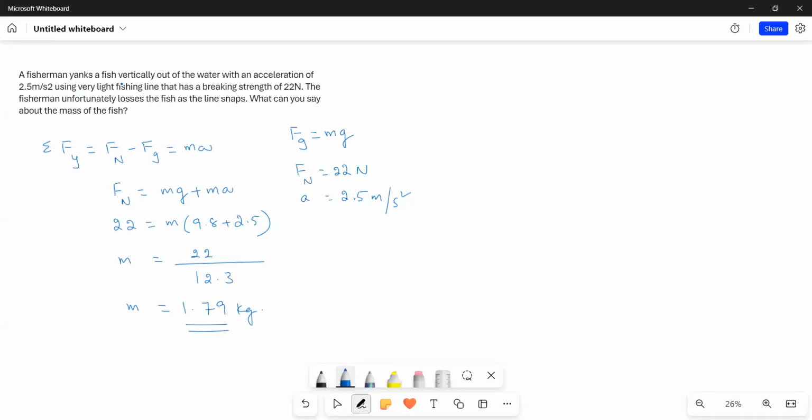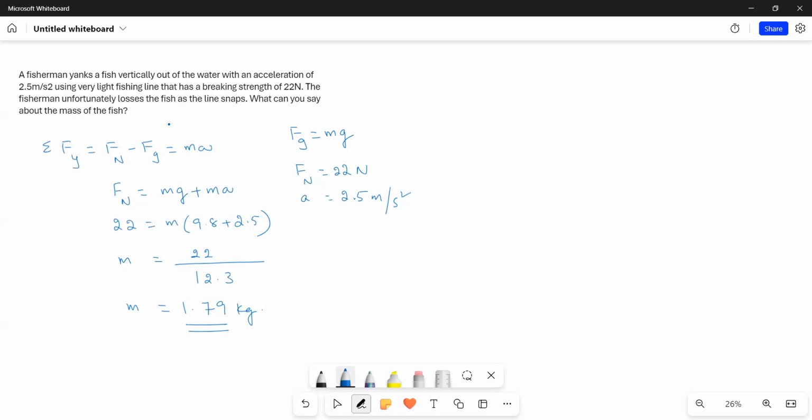A fisherman yanks a fish vertically out of the water with an acceleration of 2.5 meters per second squared using very light fishing line that has a breaking strength of 22 newtons. The fisherman unfortunately loses the fish as the line snaps. What can you say about the mass of the fish?